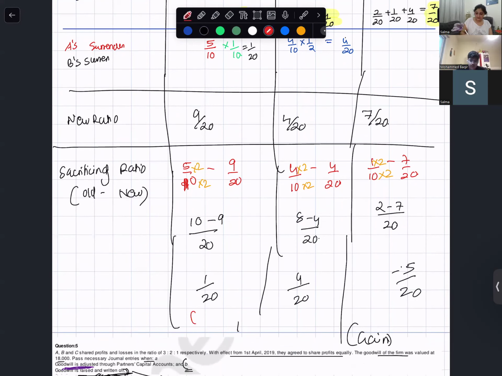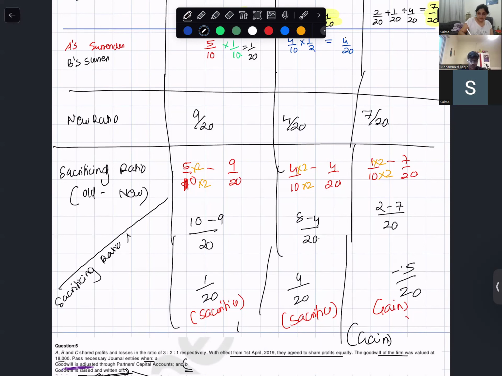So this is 1/20, 4/20, and minus 5/20. So this will be sacrifice, sacrifice, and gain. So sacrificing ratio for A and B will be how much? 1 is to 4. And gain for C is 5 by 20. Please do it.